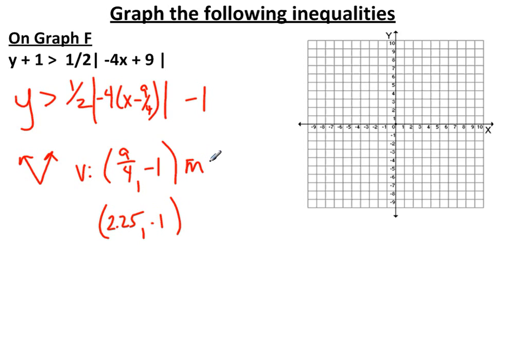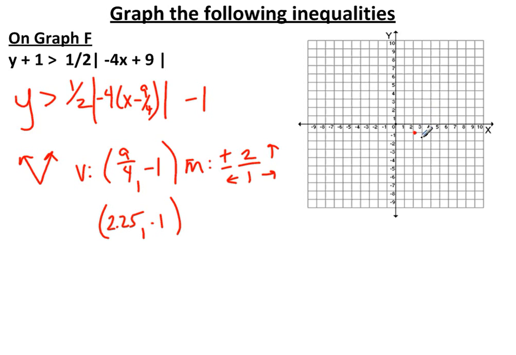And my slope is going to be plus or minus a times b. So 1/2 times 4 is 2, or 2 over 1. Because this faces up, I'm going to go up 2 and then left or right 1 from my vertex. So 2.25 is just a little bit past 2, and then down 1. Okay, so none of my points are actually going to fall on the grid lines now.